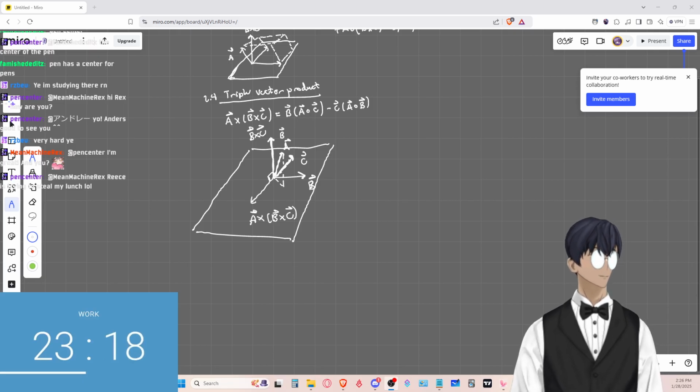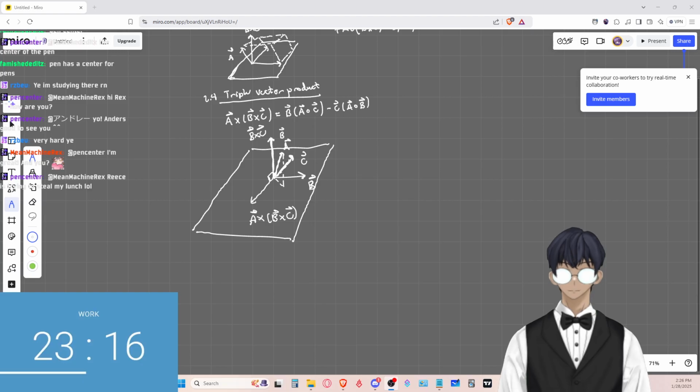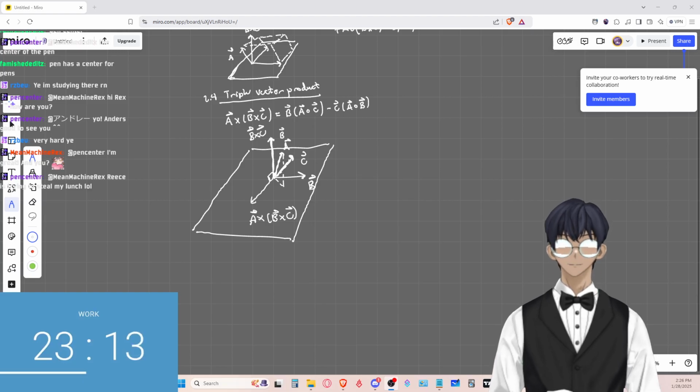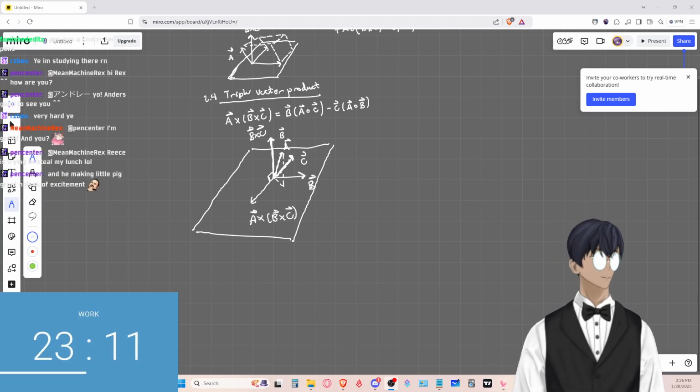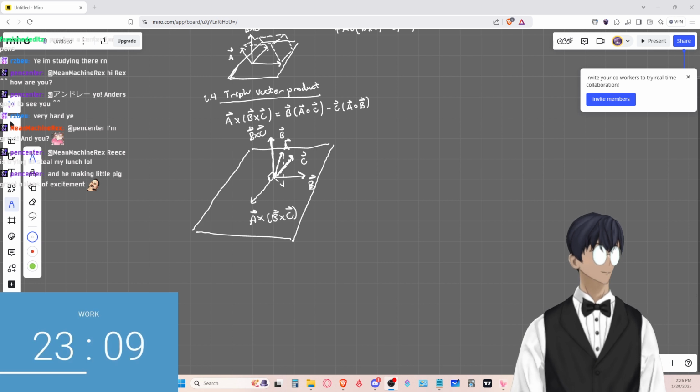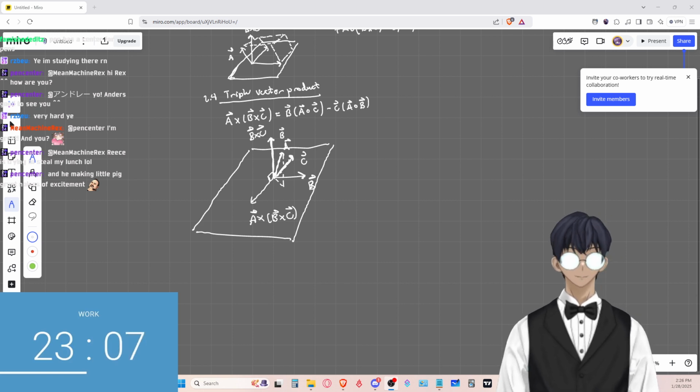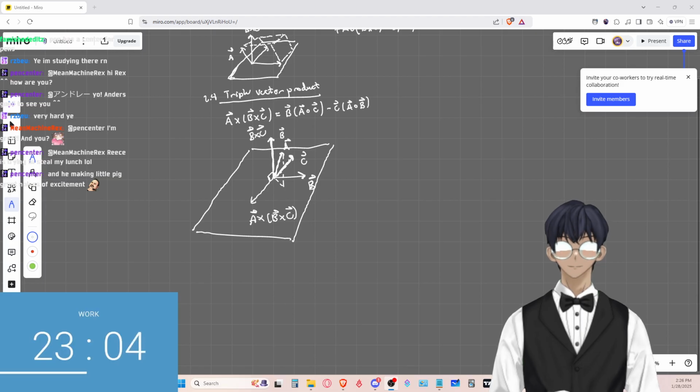Try to steal my lunch. Oh, poor thing. Poor thing. And he's making pink grunting noises of excitement. Well, at least he's excited.